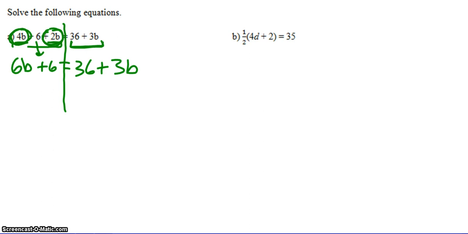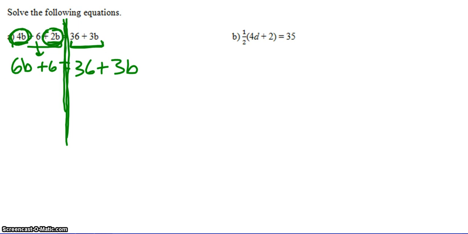I cannot combine this 6b with this 3b and get 9b because they're on opposite sides of the equal sign. This is like a wall. You can't go from one side to the other. So don't think you could do that. It says combine like terms on the same side of the equal sign.